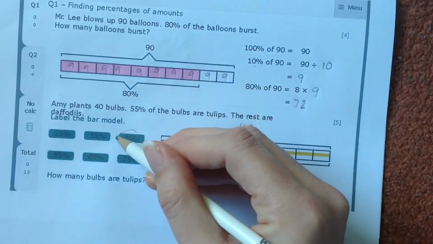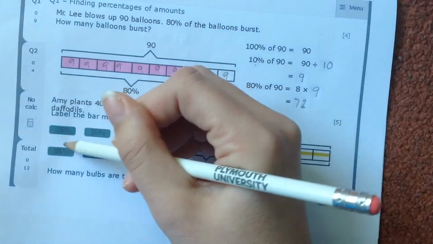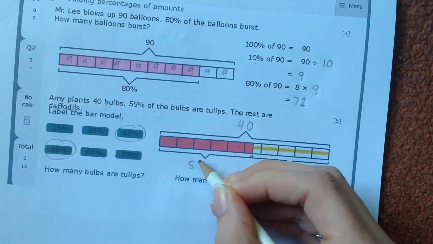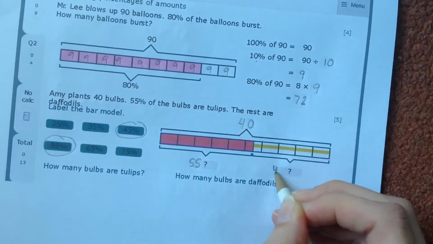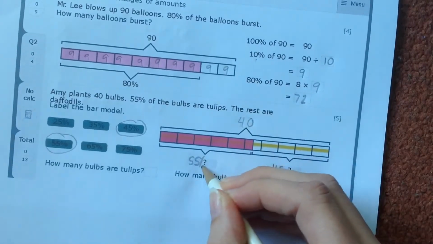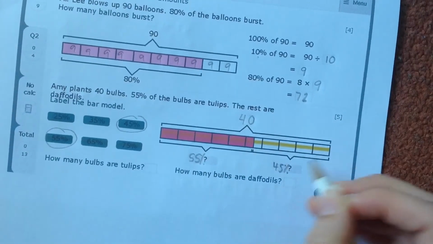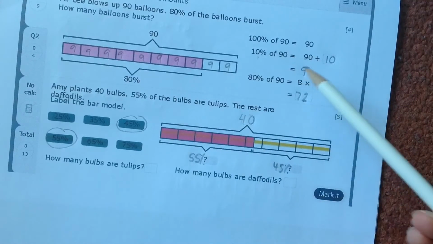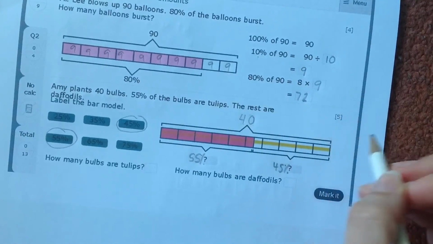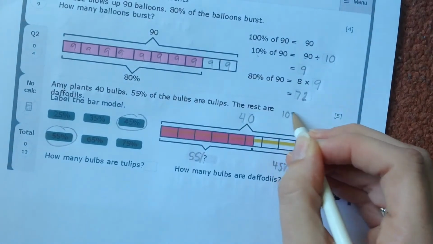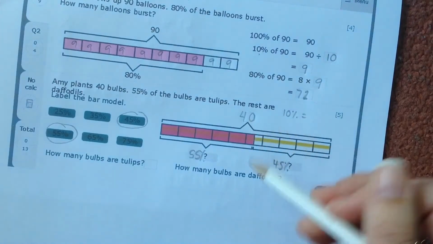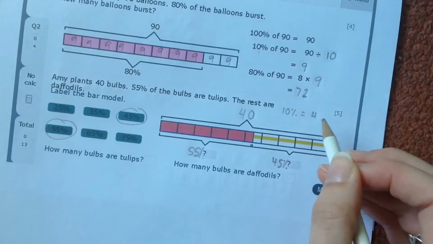So this is the other one we're going to use. We're going to use 55% and 45%. Which one's bigger? Well, 55% is bigger, so this one must be 55%, this one must be 45%. How many bulbs are tulips? So here we do exactly what we did before, work out what 10% is. 10% is going to be 40 divided by 10, which is 4.